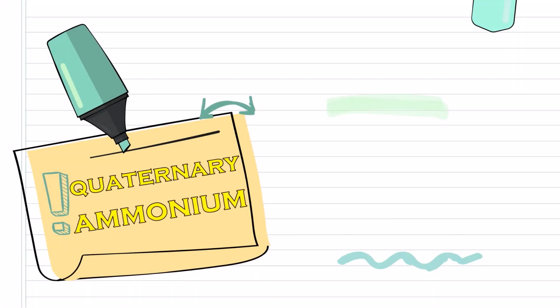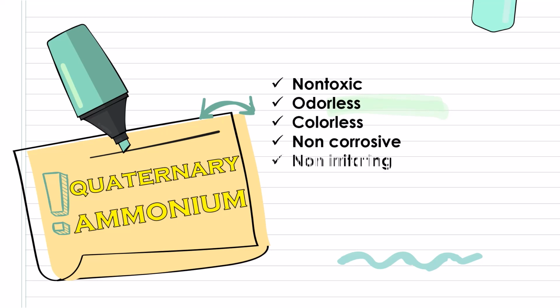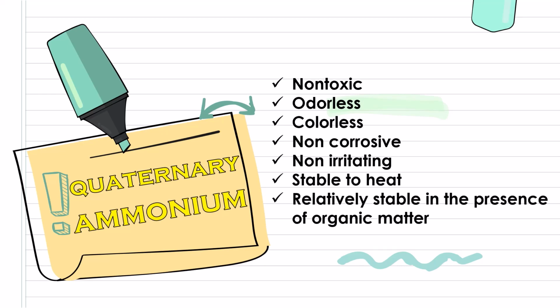Quaternary ammonium. It is non-toxic, odorless, colorless, non-corrosive, non-irritating, stable to heat, relatively stable in the presence of organic matter, and active over a wide pH range.